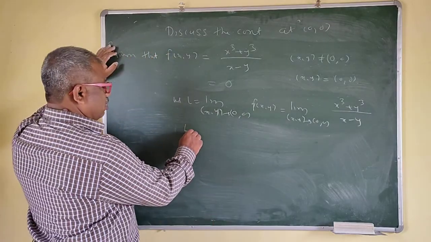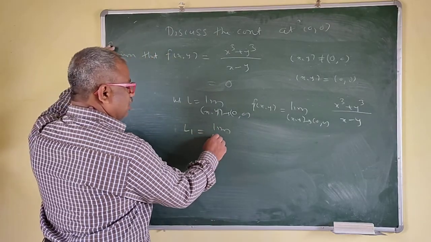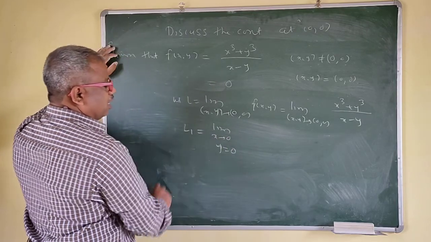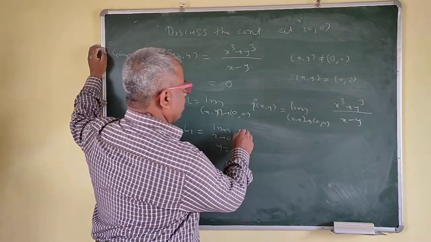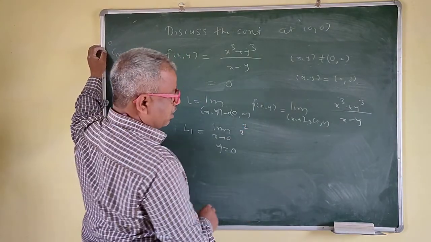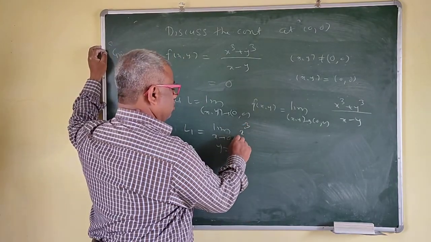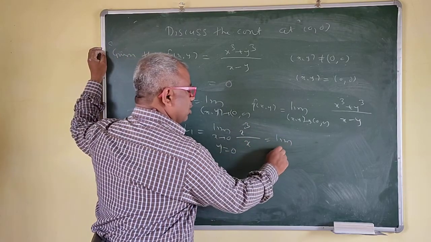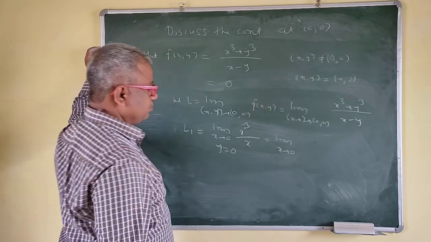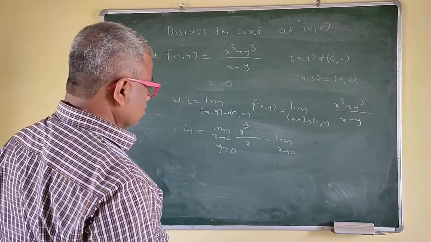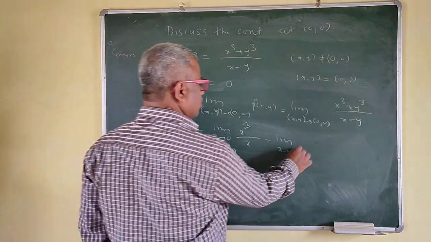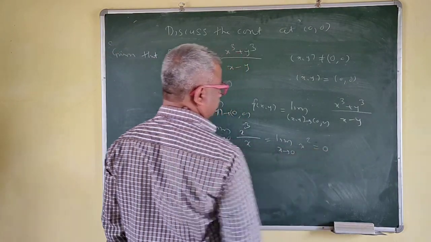So L1, limit x tends to 0, y is equal to 0. That means this is the limit along x-axis. So x square, x cube, this is x cube. You have to put y is equal to 0 upon x. So this is what? Limit x tends to 0. This is 0. So this is what? x square, this is 0.